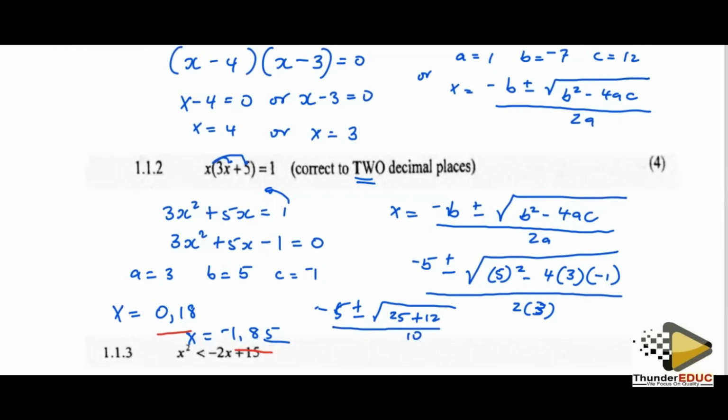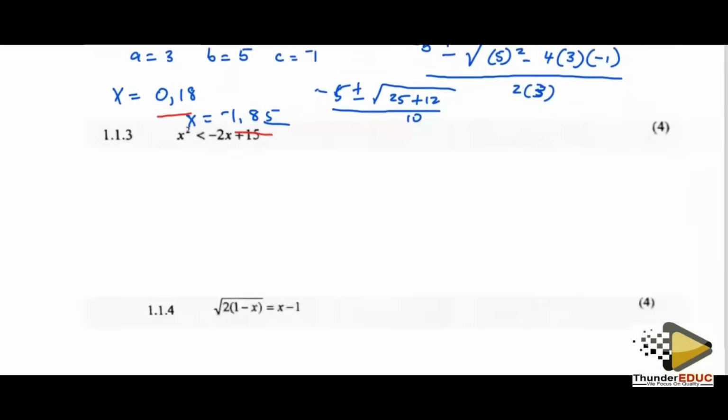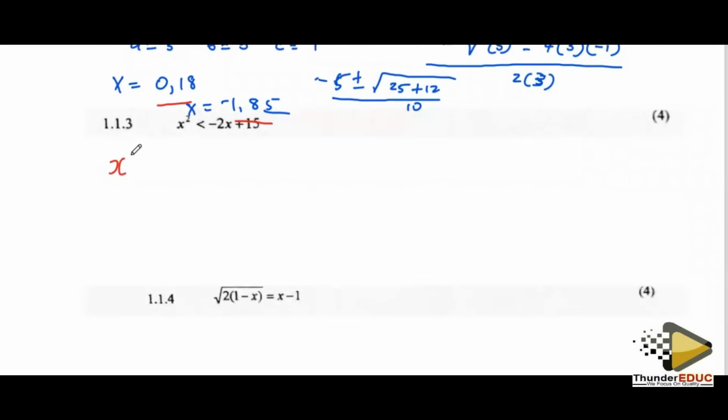Then 1.3, being told that if we have x squared is less than negative 2x plus 15. So since the highest degree is a 2, or the degree of the equation is a 2, we can create a standard form so that everything is on one side of the equal sign and then the 0 is left on the other. So I'm going to move this 2x that side and then the 15 that side also. So that's x squared plus 2x minus 15 is less than 0.